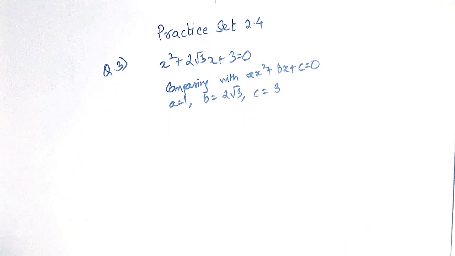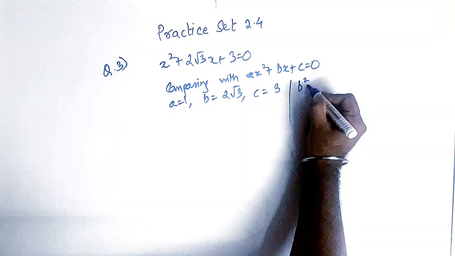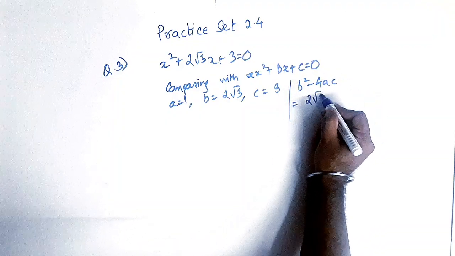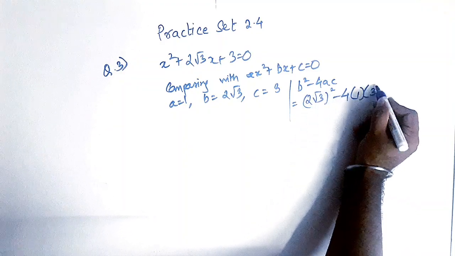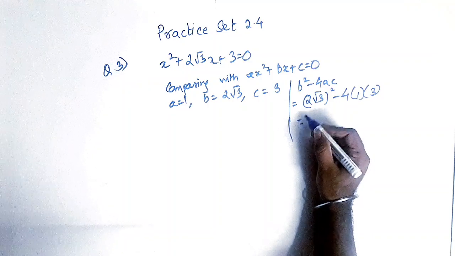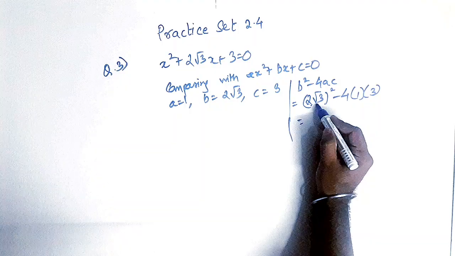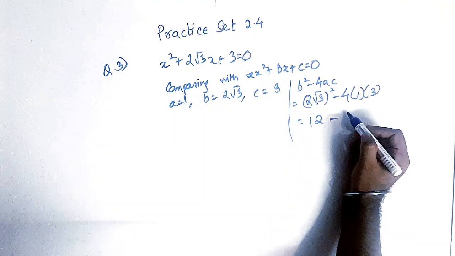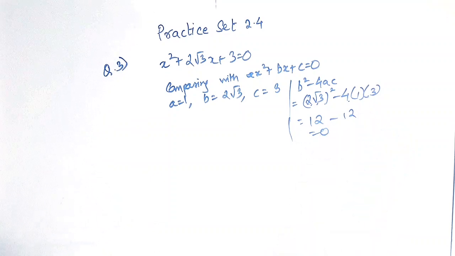Okay, now if you see, we will first find the value of b square minus 4ac. b square is 2 root 3 square minus 4ac. Okay, so this becomes 4, 2 square is 4, root 3 square is 3, 4 3s is 12, minus 4 3s is 12. Okay, 12 minus 12 is 0, so it is 0.